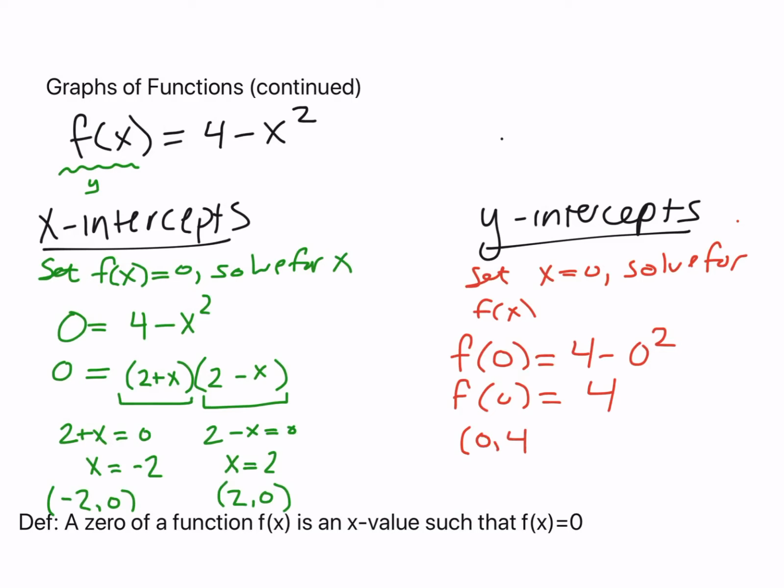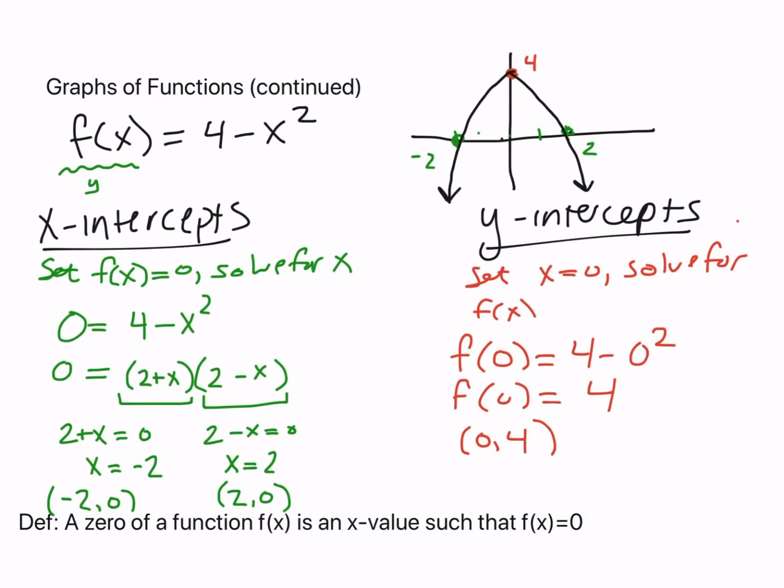Knowing these two things is enough to give us sort of a rough idea of what the graph looks like. I can plot my y-intercept at 0, 4 up here. Let's label that with a 4. And I can plot my two x-intercepts at negative 2, 0, and positive 2, 0. With these 3 points, and knowing that x squared function is a parabola or a U-shaped graph, I can sketch in the rest of this graph as follows. It's probably going to look something like this.